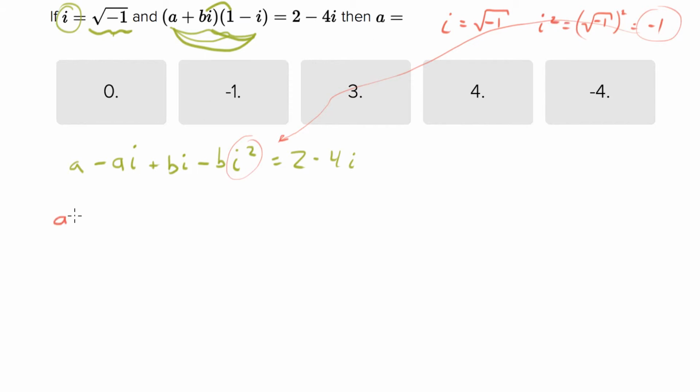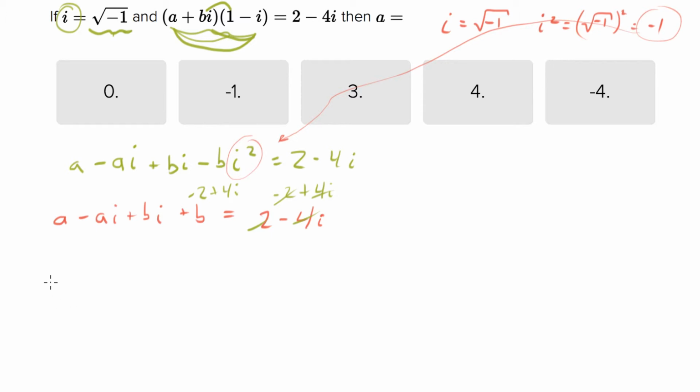And what you'll end up with is a minus ai plus bi. So minus bi squared, this i squared is -1, becomes plus b, equals 2 minus 4i. So let's collect up our like terms, which means we're going to subtract 2 and add 4i to both sides. So the 2's on the right cancel out, the 4i on the right cancel out. And what I'm going to do is gather up all the i terms, and gather up all of the numerical terms.